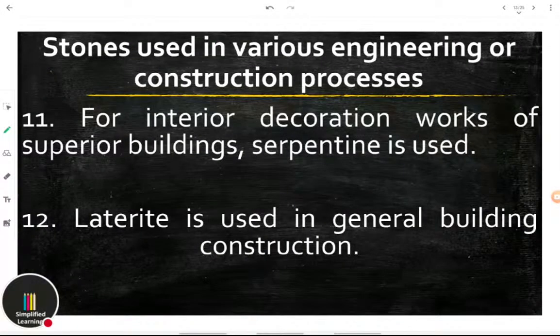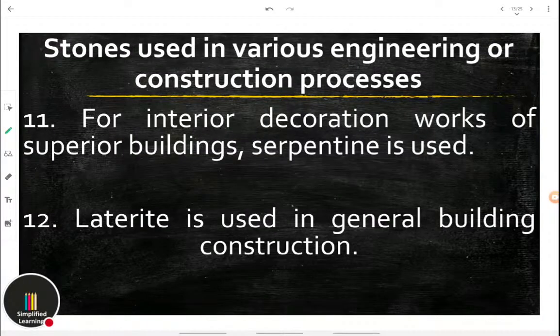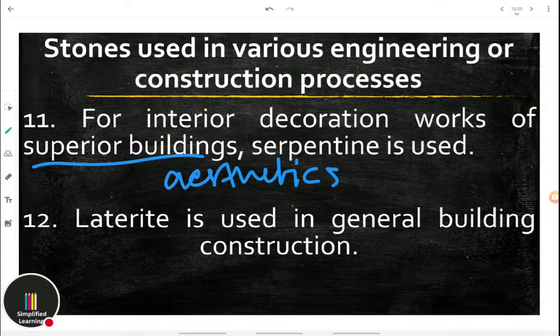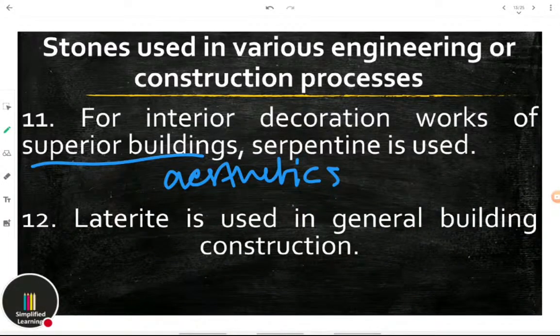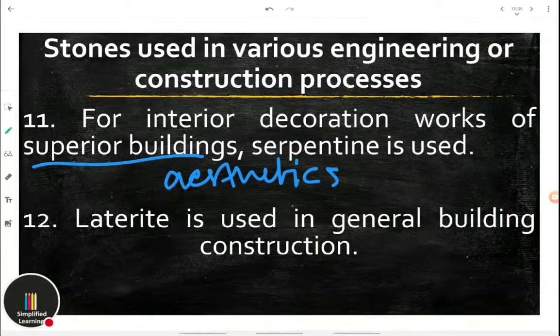And for interior decoration works, for superior buildings, like a museum or a government office, where aesthetics are important, what are we going to use? We are going to use serpentine. Serpentine is very costly, but it gives a good finish, a good polish, good dressing properties. In a superior building, cost is not an issue. That's why we are going to use serpentine over there.